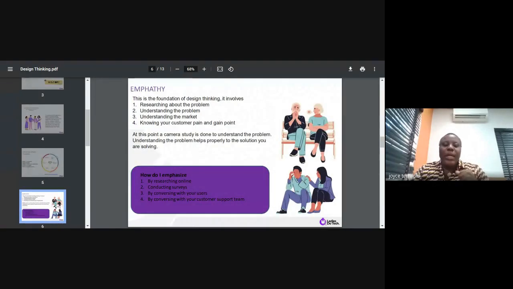So we have the empathy stage. This is actually the foundation of design thinking. You need to understand the problem you're solving, no matter how good you are as a product manager. I tell people one of the best things to do as a product manager is communication. That's like your 70% activity.